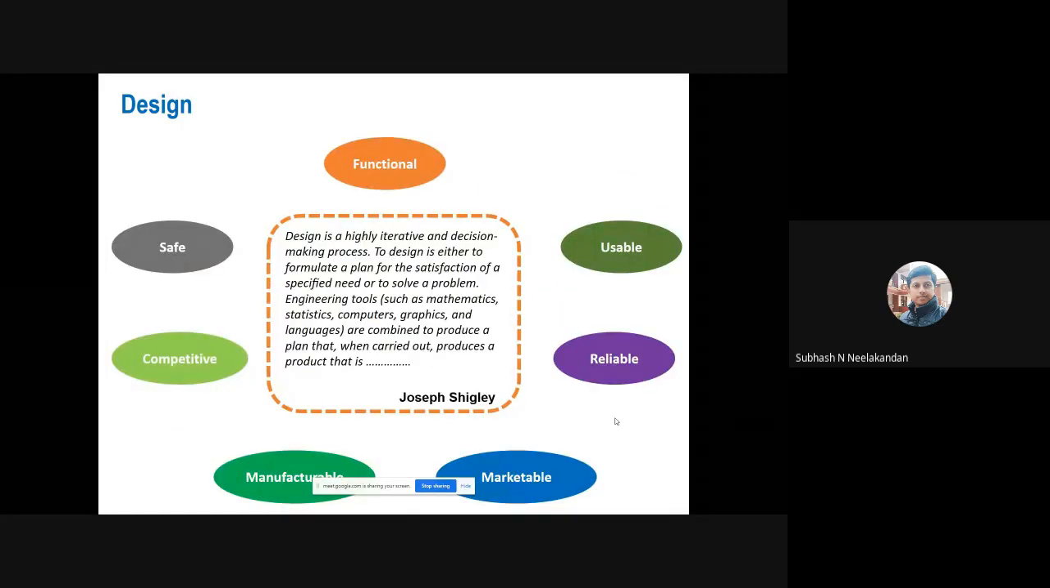So, just starting with a theoretical background, which probably most of the engineers working in design know. As per Joseph Shigley, design is a highly iterative and decision-making process to meet and solve a specific problem. And the product that is designed has to be, number one, functional; it should be usable, it should be reliable, it should be marketable and manufacturable if we are planning for a commercial product.